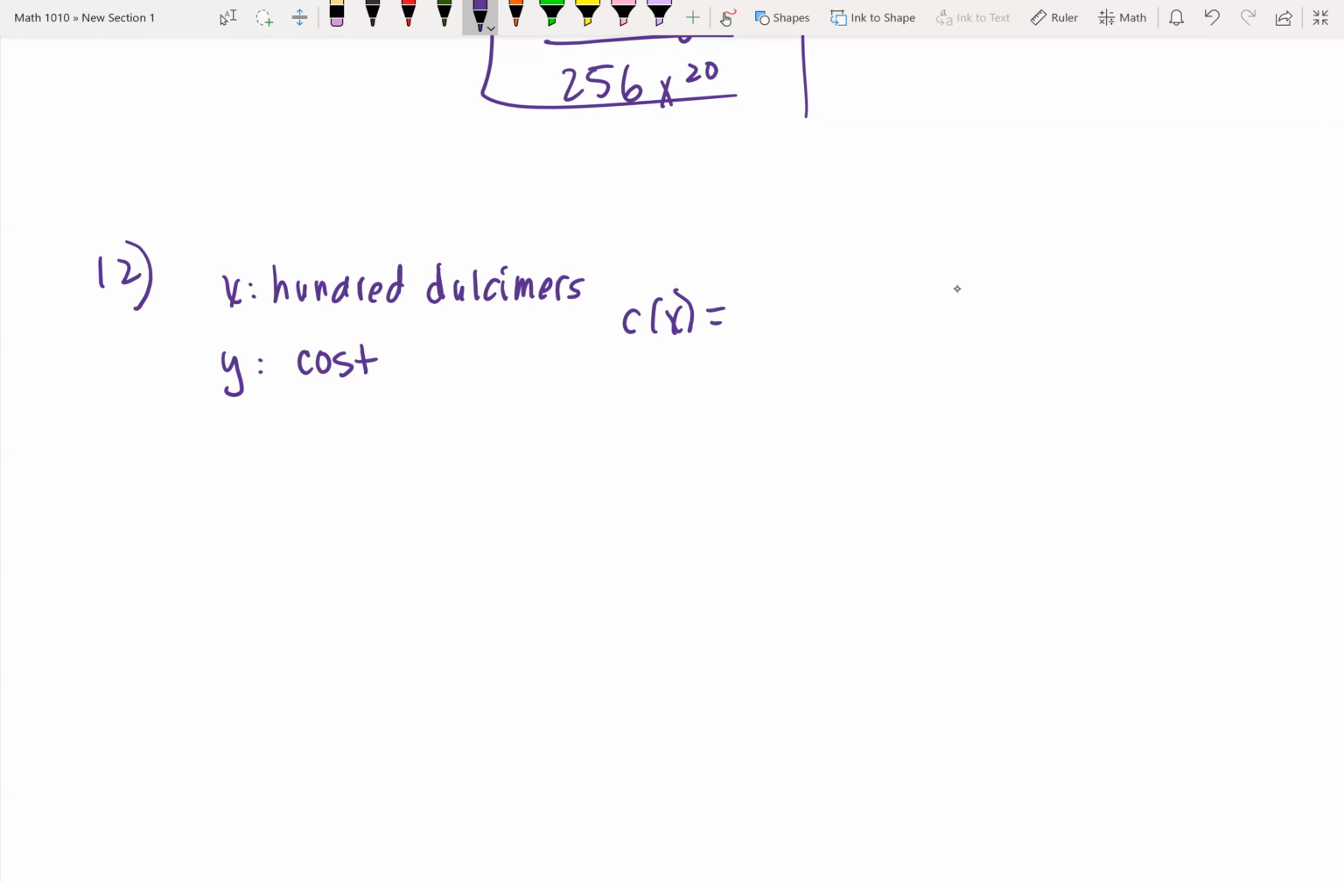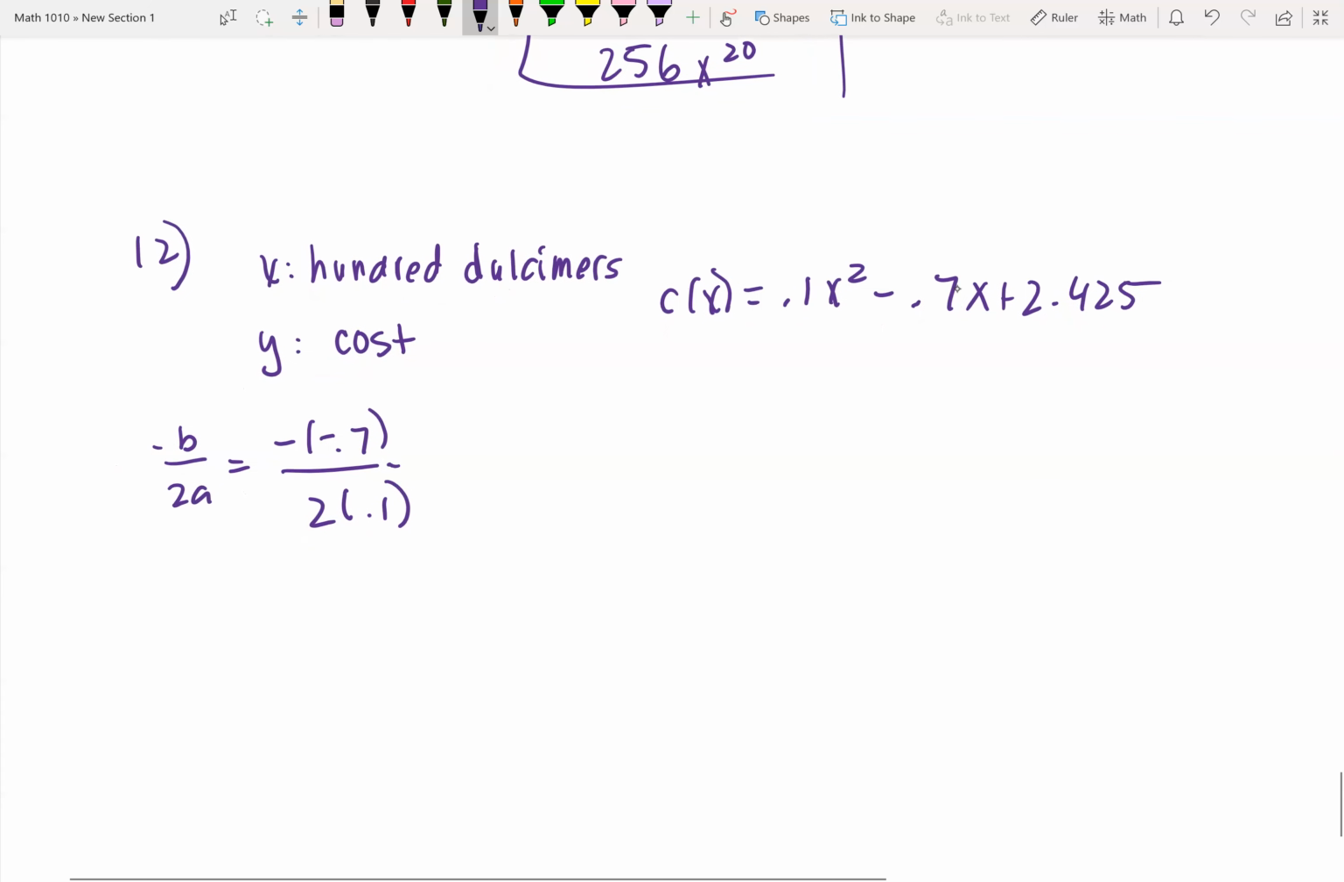And what they're asking you is, what is the minimum cost and how many dulcimers should be built in order to achieve the minimum. So minimum means vertex. So just go -b over 2a. That's negative 0.7 over 2 times 0.1. Two negatives is a positive, so forget about the sign. Go 0.7 divided by parenthesis, 2 times 0.1, close it off, enter, and I get 3.5.